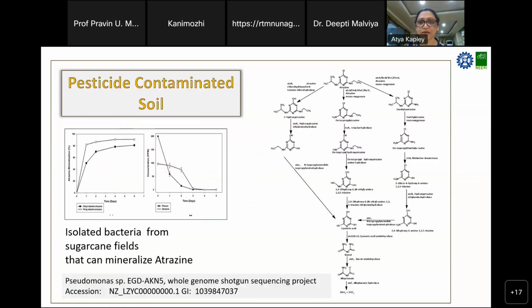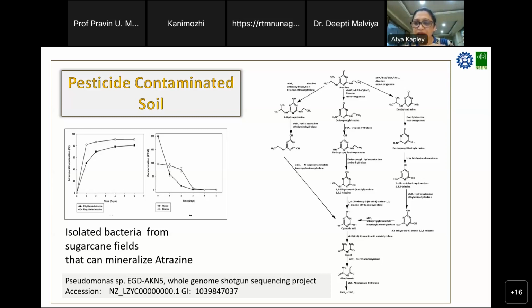So this is just a very quick glimpse of a few projects that I have done on pesticide contaminated soil. So we chose atrazine, as there are many chemicals that are studied in NEERI. I'm just giving you an example. We looked at atrazine because even though it is banned in Europe for the last 15 years or so, it is still used in India. It is a herbicide. Basically, it is used to control weeds. And so it is very widely used in sugarcane and corn. These are the two main crops where it is used.